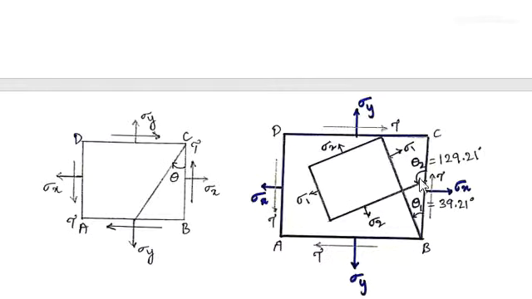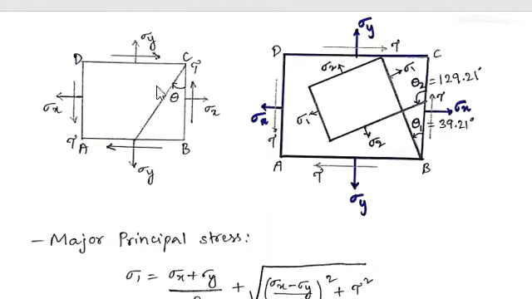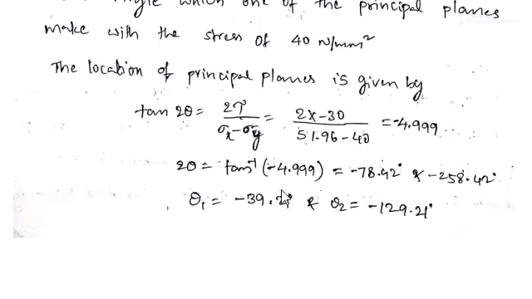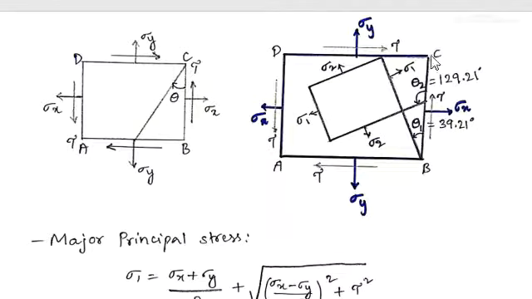So that is the meaning of minus. When you measure in the anti-clockwise direction, because this is the clockwise direction, you got minus, which means you have to measure with respect to BC in the anti-clockwise direction. Theta we got as minus 39.1, so with respect to BC, when you measure theta 1 in the anti-clockwise direction, this is the location of one of the principal planes. That is nothing but the major principal plane for theta 1.